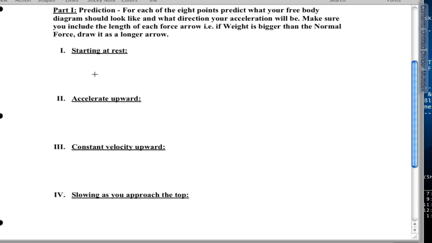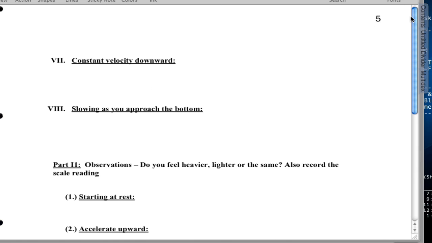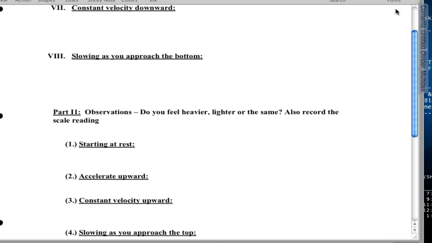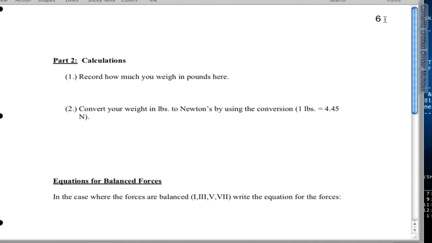So at rest and constant velocity, we knew that the normal force and the weight should have the same length. But in cases, say, where we're accelerating upwards, I'll just do this one right here, we want the arrows to clearly look like they have different length. And that's what we did in the pre-lab. Then we actually checked our predictions in lab. And as a result of checking our predictions, we came up with a completely new idea.